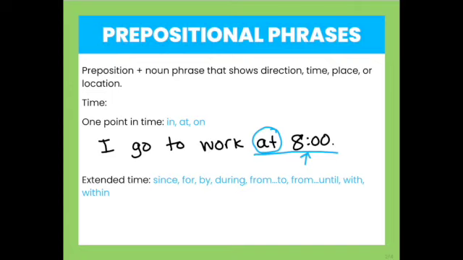Now, sometimes we are talking about time, but we're not necessarily talking about a single point in time that something happens. We actually are talking about an extended period of time. So we have a lot of different prepositions to choose from. Let's take one example. We could use the word since. Here's a sentence. I have lived in Oklahoma since 2020.